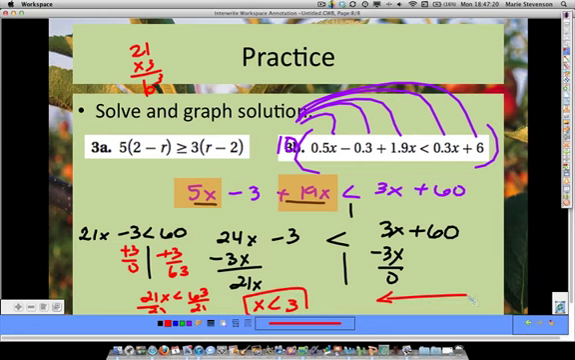Okay, and then of course we have our graph. So, there it is. Hopefully you got yours right. If you didn't, hopefully you can figure out what your mistake is.